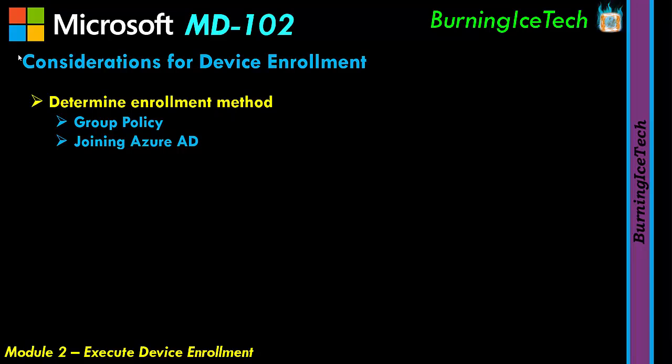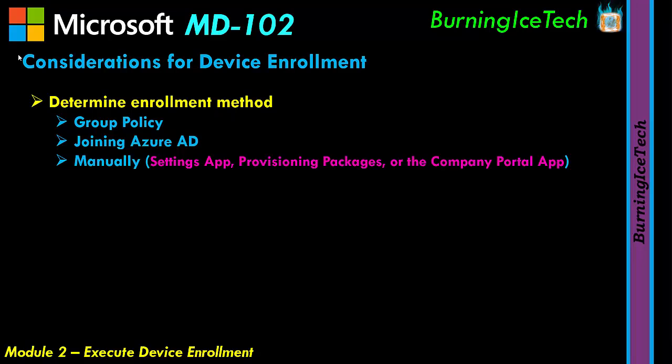A third method, and this is the last method I'm going to mention here for you guys, is you can enroll Windows devices to MDM manually. In other words, you can enroll them to Intune manually, by using the settings app. That's the settings app on the Windows side, guys. If you don't know what the settings app is, that is effectively the new control panel on Windows.